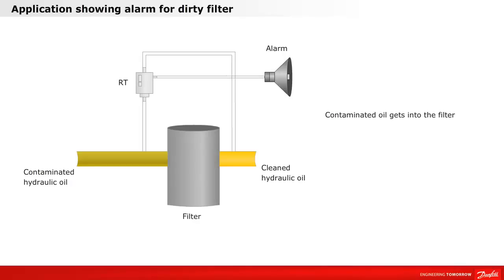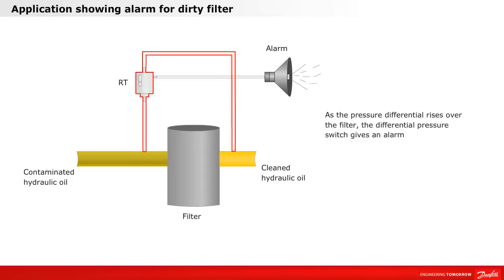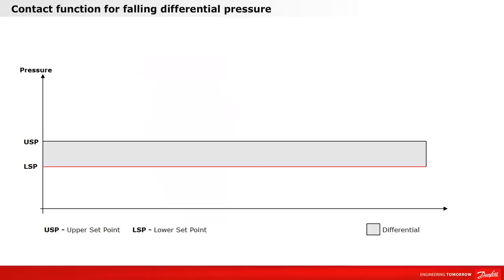Let's take a look at an alarm application for a dirty filter showing rising differential pressure. Contaminated oil gets into the filter. As the differential pressure rises over the filter, the differential pressure switch gives an alarm. Let's take a look at the cutoff for falling differential pressure.